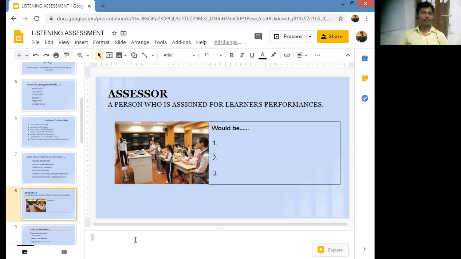As far as we are concerned with classroom situations, we can't forget, yes, surely the teacher can play the role of assessor. He would be the examiner. He would be the interlocutor. So yes, the teacher also can play the best role of the assessor for the listening skill.